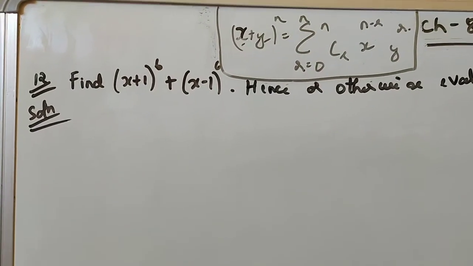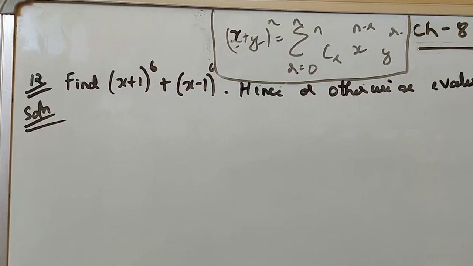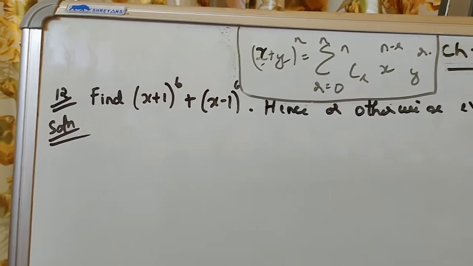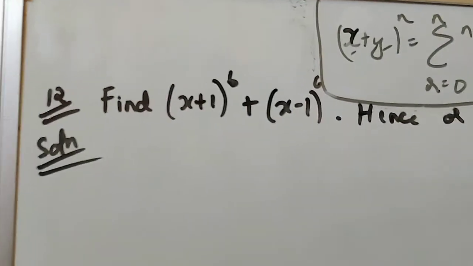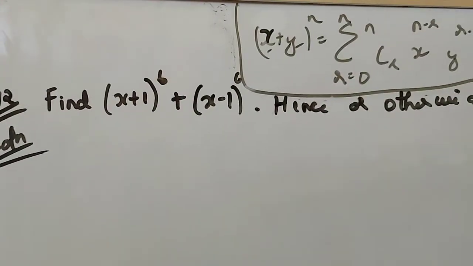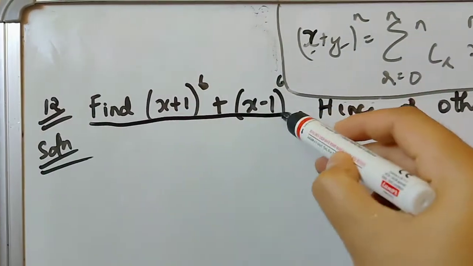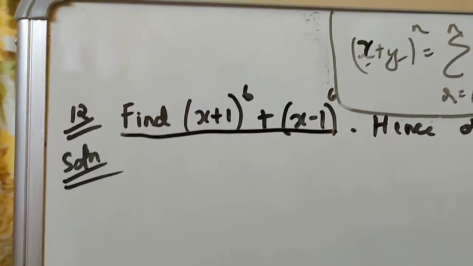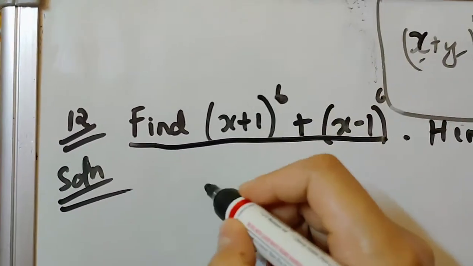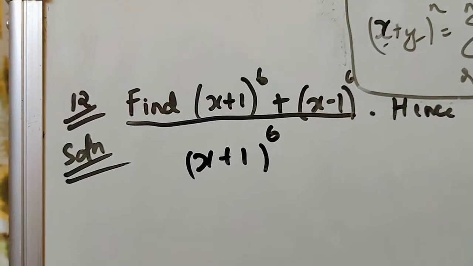Now this is question number 12. Question number 11 is the same as 12, so that will be your homework. Once you can solve 12, then 11 is also the same thing. Now find x plus 1 to the power 6 plus x minus 1 to the power 6. This is the first part of the question. So the calculation will be big. First I will find x plus 1 to the power 6 using the binomial theorem.